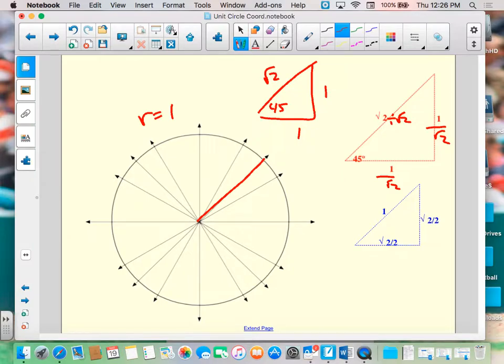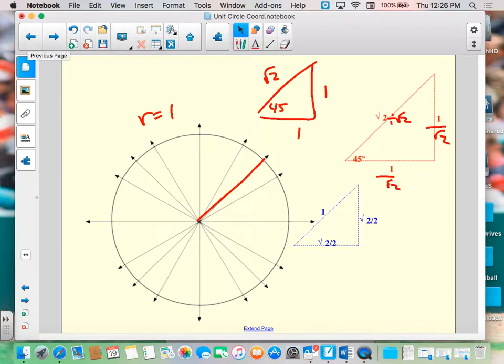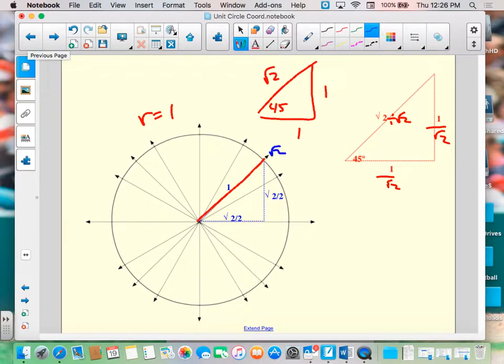If I do that, this side is now 1. 1 divided by the square root of 2 is square root of 2 over 2, and square root of 2 over 2. So I love the 45. I fit it in there. It's over root 2. I know it's going to be isosceles. I know x and y are going to be the same. So it's root 2 over 2, root 2 over 2.